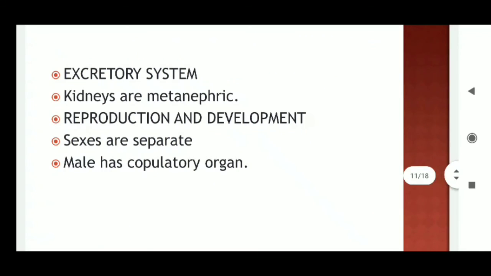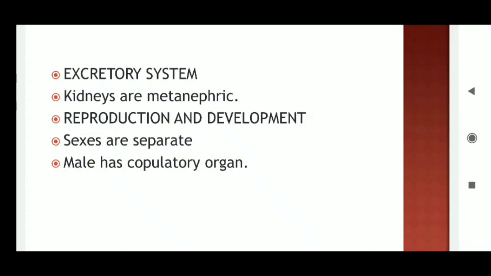Coming to the excretory system, some organisms in some classes excrete through the skin or other organs, but mammals have definite kidneys, which are metanephric kidneys. Excretion takes place through the kidneys.